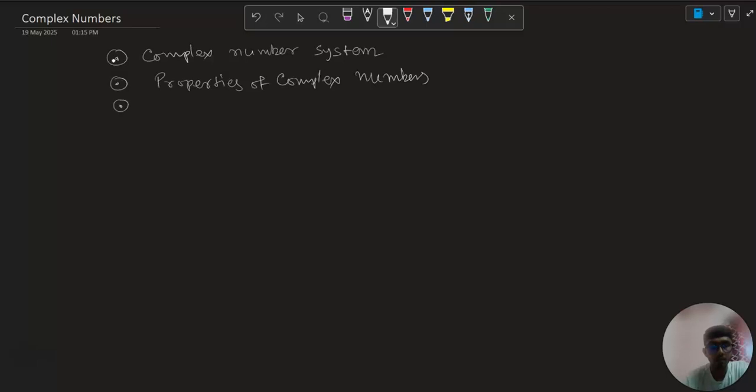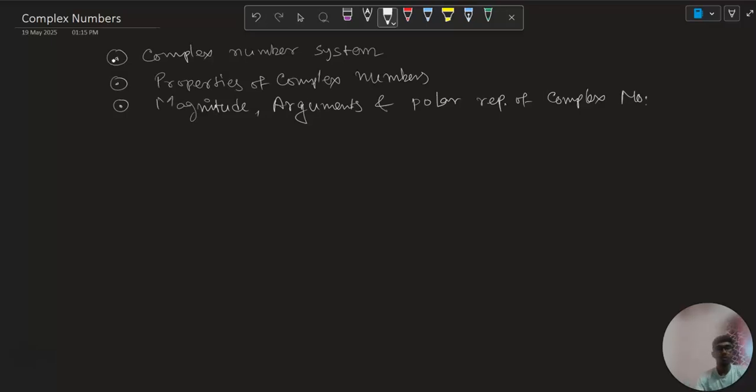And if time permits, we'll also discuss the magnitude, arguments, and polar representation of complex number. Right? So let's start with the complex number system.